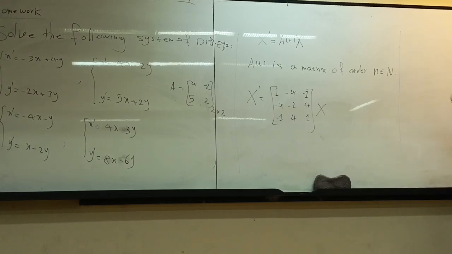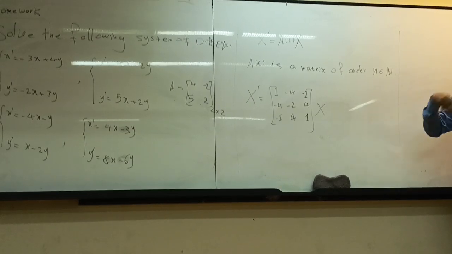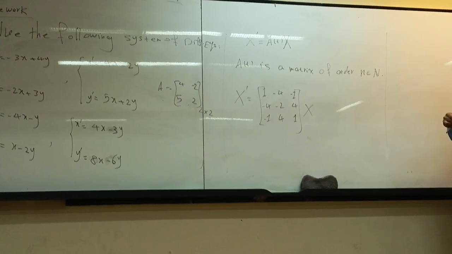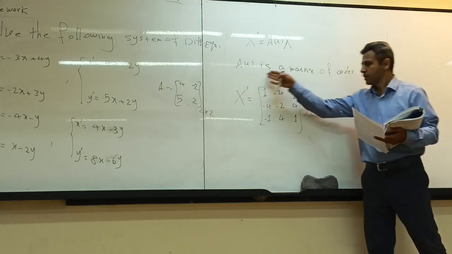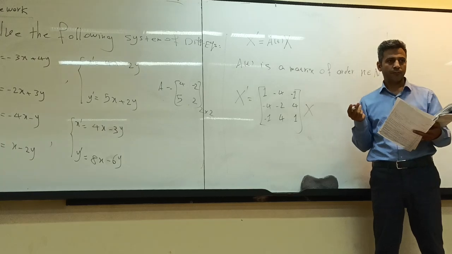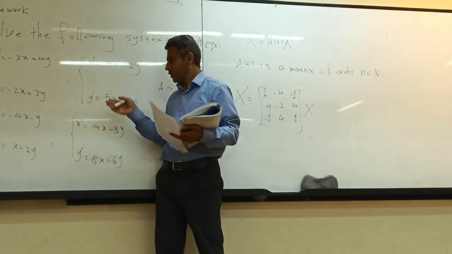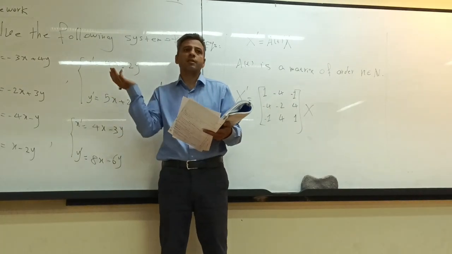For a large number n, 3, 4, 5, solving the system is difficult. In order two, we can solve the systems easily.